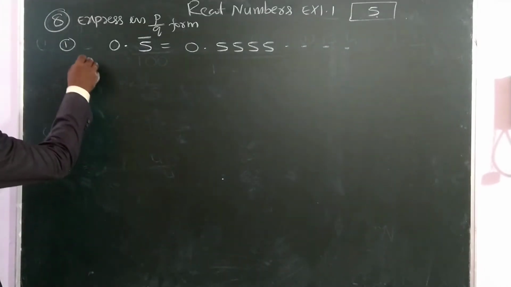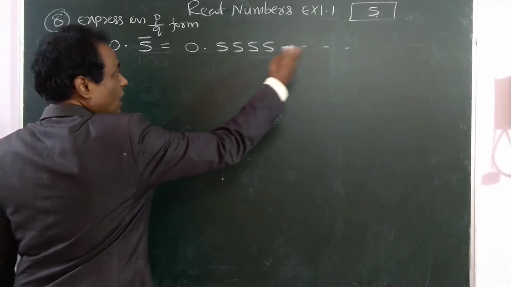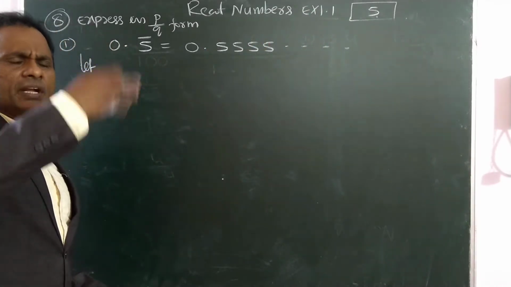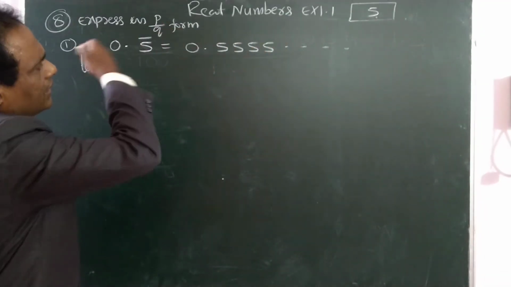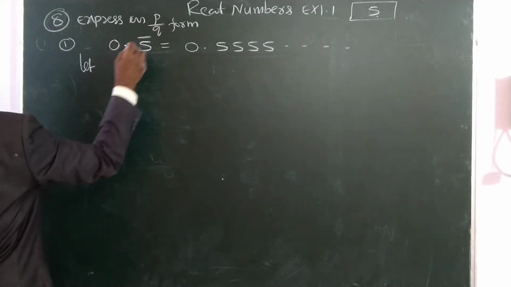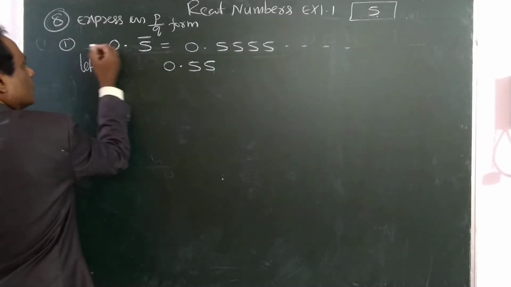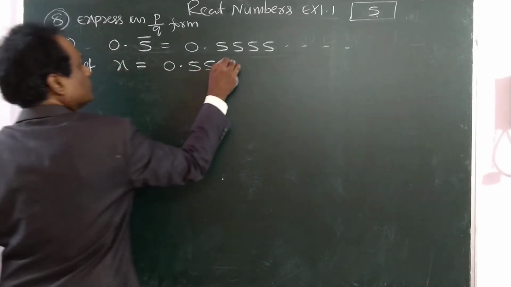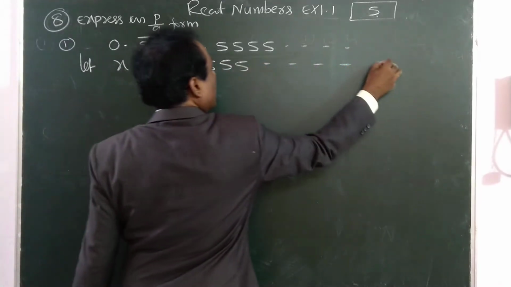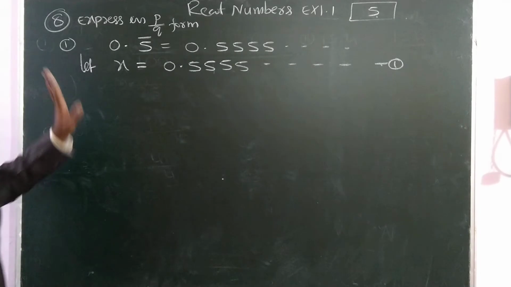How to do it? Whenever this bar problem is given, when it is a non-terminating and repeating decimal, and we are asked to find P by Q, take that number as X and take it as the first equation. Remember the step. First take the given question as X.